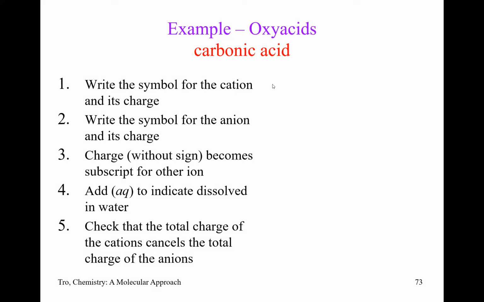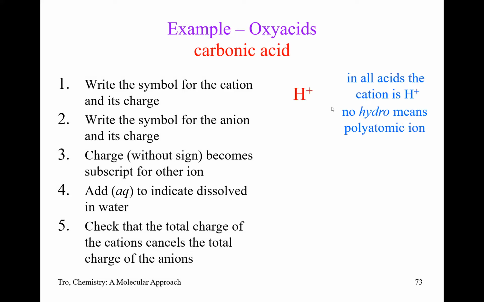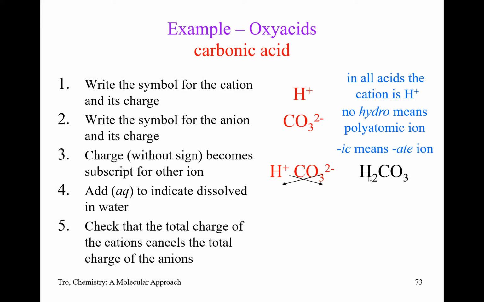Carbonic, this is our polyatomic ion. The H goes first. There's no hydro, which means that it's one of these polyatomics. The only one that has carbon in it is CO3 2 minus. The charges clearly don't equal each other, so we need to have twice as many hydrogens. Right now our charges are equal.